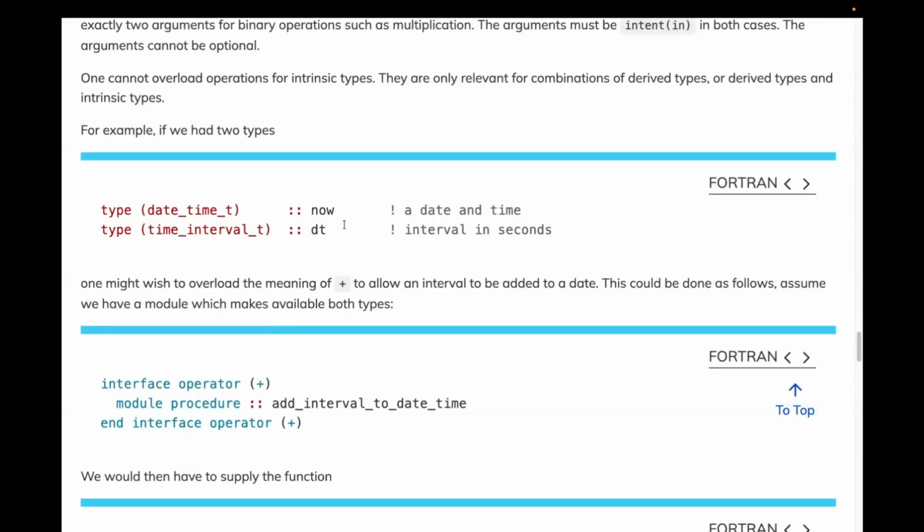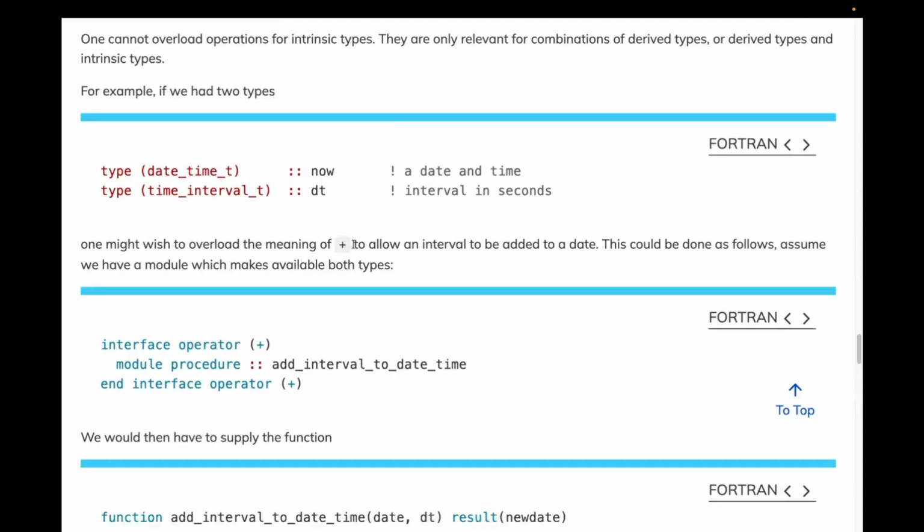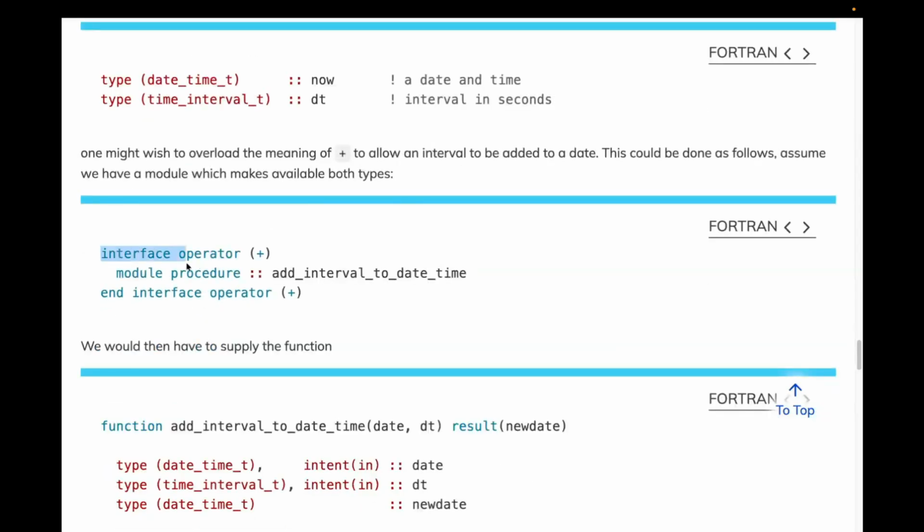So for an example, let's imagine that we've got two derived types. One is a date_time_t. Let's just imagine that this includes a date and a time. We'll call an instance of it now. And we have a derived type time_interval_t, which is just some period of time given in seconds. So what could be really helpful if we were working with this would be the ability to add them together, to say, okay, I've got a date and a time. What is the date and the time if I add 5,026 seconds to it?